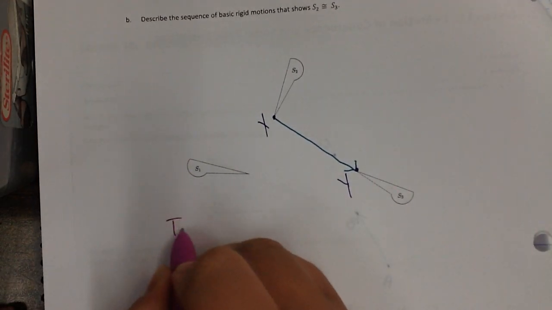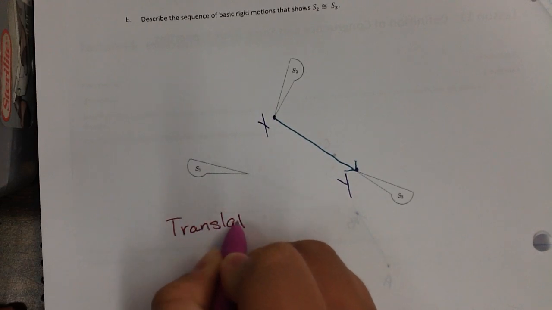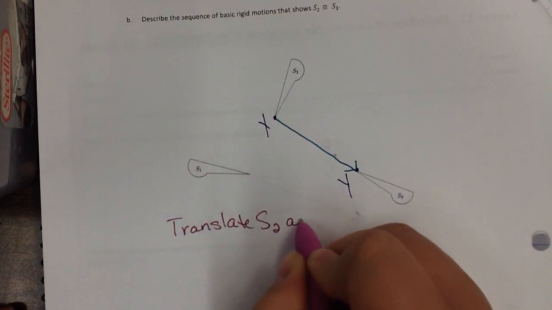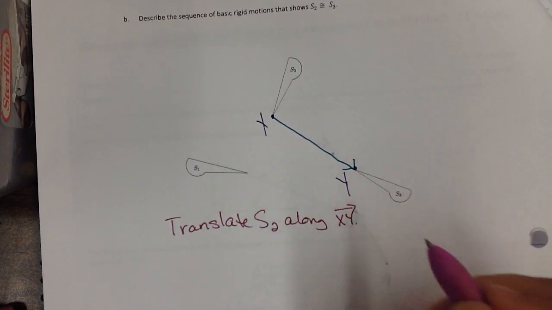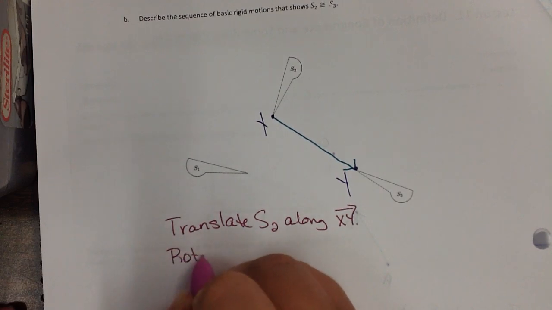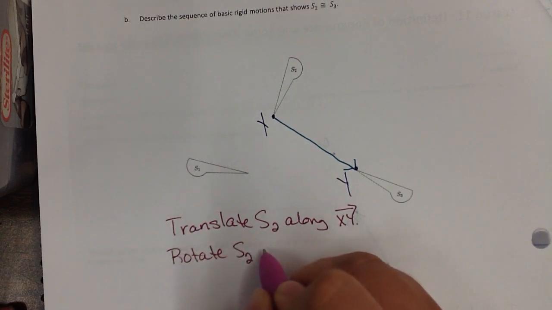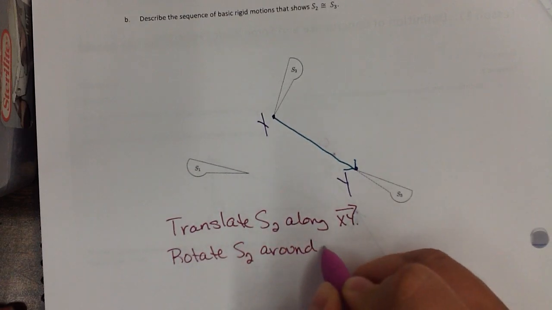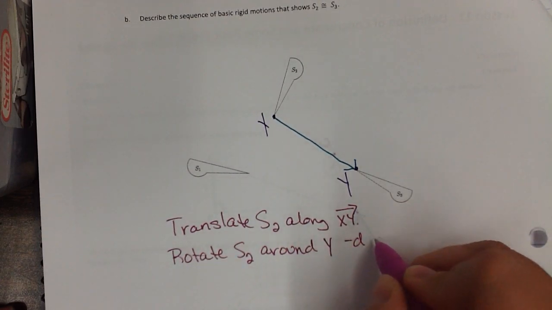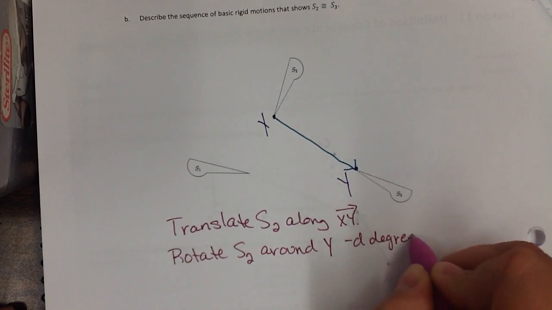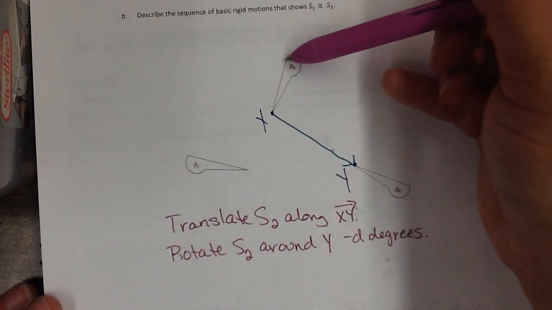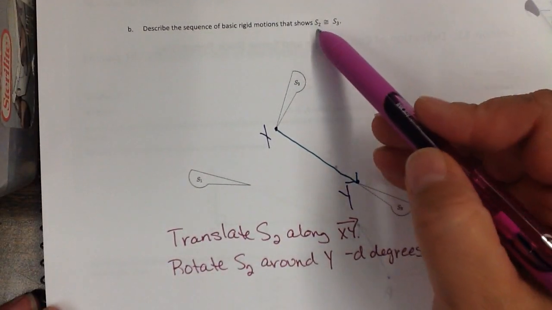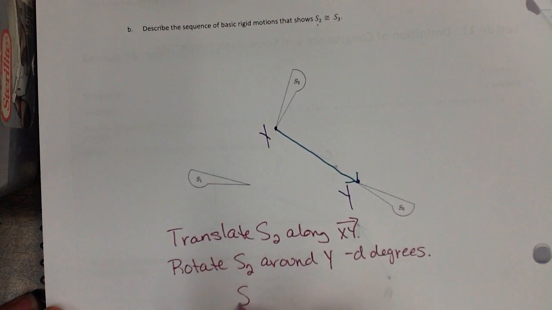So I would translate S2 along vector XY. And then I would rotate it. Rotate S2 around Y, negative D degrees. And when I do that, okay, that proves that S2 is congruent to S3. So S2 is congruent to S3.